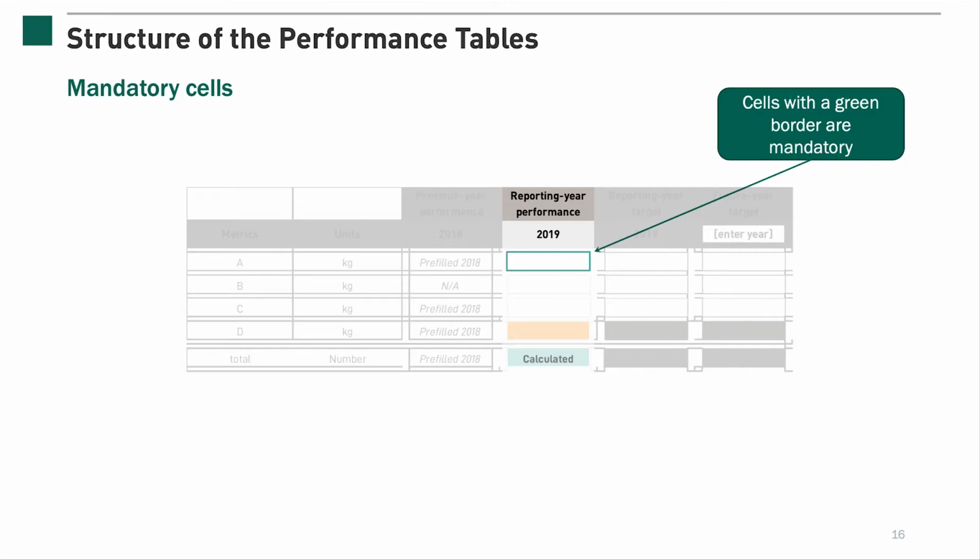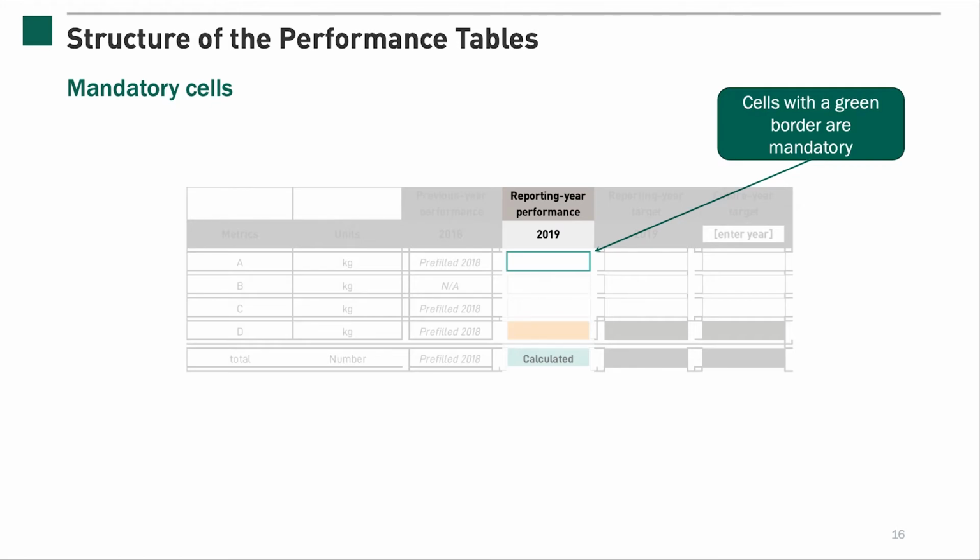All cells with a green border are mandatory. That means that the indicator cannot be completed until a value has been entered. If you do not have a value for the mandatory metric, you should answer no to the overall question as to whether you can report performance data for this indicator. 0 is only an acceptable value if it is true, not in the case where the value is unknown.